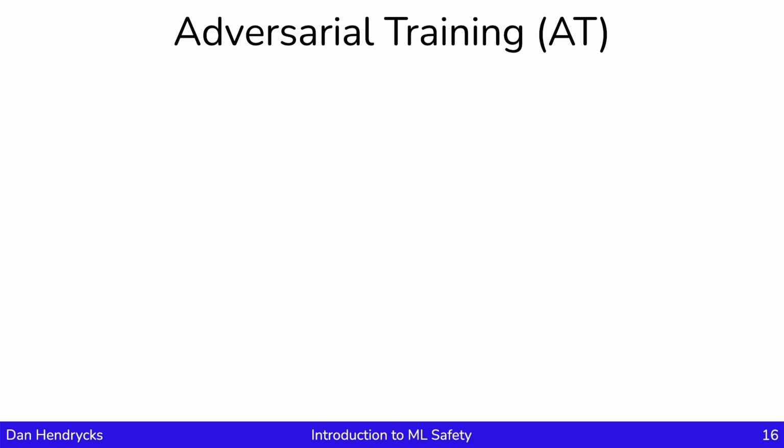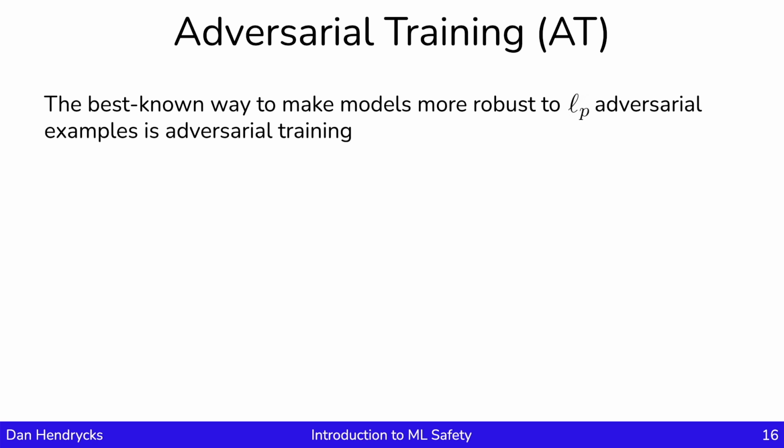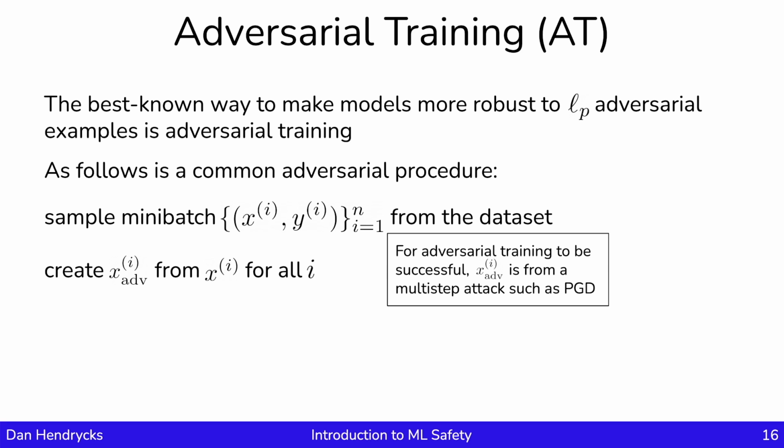How do we make models more robust to these sorts of adversarial examples? The best known way is currently called adversarial training. The procedure is usually something as follows. First, you sample a mini batch from the dataset, and then you create adversarial examples, x of ad, from the mini batch example x. For adversarial training to be successful, you often want the adversarial example constructed through a multi-step attack such as PGD. If one trains against FGSM type of examples, that usually won't be sufficient for defending it.